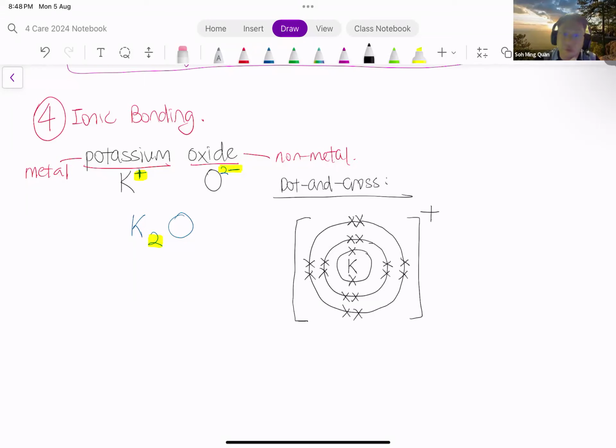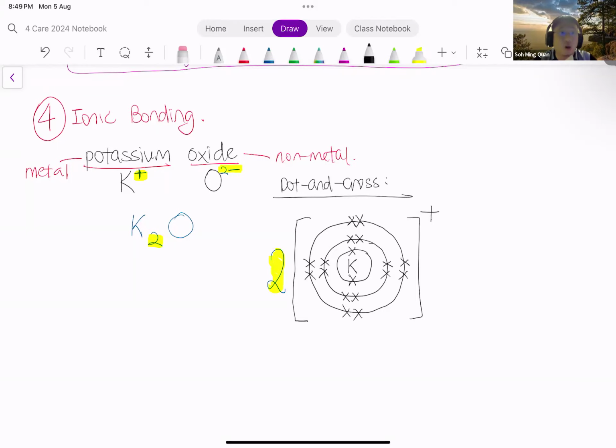Then how would I reflect that there are 2 K plus? I will reflect the 2 K plus by writing the 2 outside the structure of the K plus ion. So you notice, in the formula, the 2 is at the bottom. But when drawing dot and cross, the 2 appears outside of the square brackets of the ion structure.